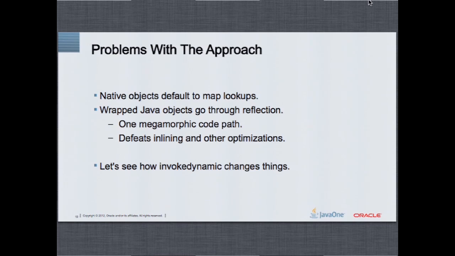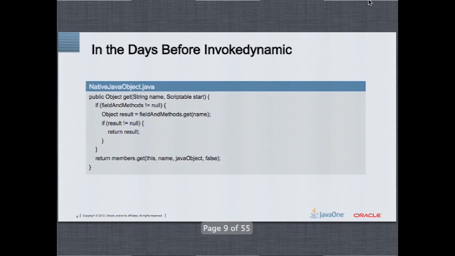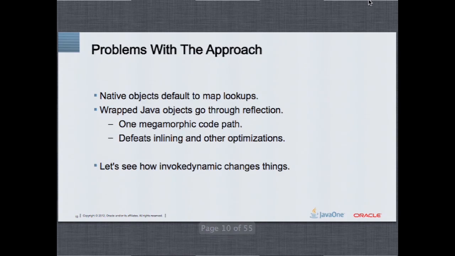So what's the problem with this approach? The problem is that you end up with megamorphic code paths. There's no way to optimize for that. So every reflective method invocation to Java will go through this code regardless of what class that is. There's no way for HotSpot to optimize this thing. It defeats inlining and every other optimization.